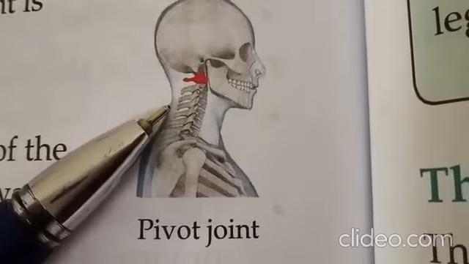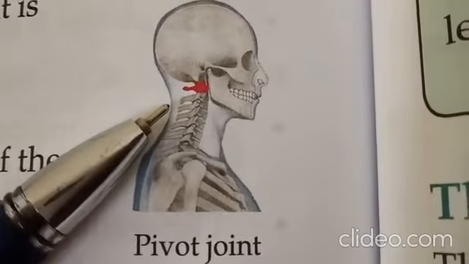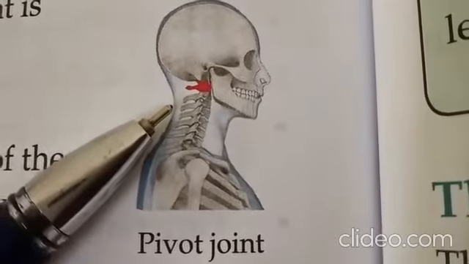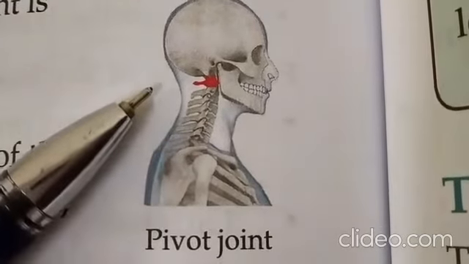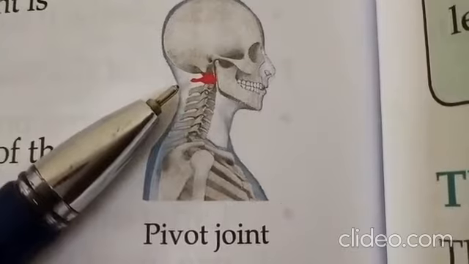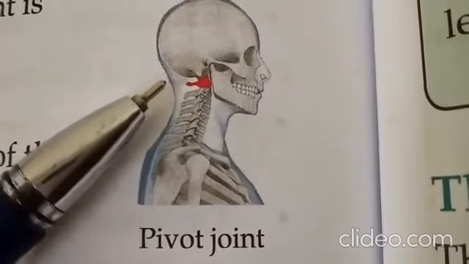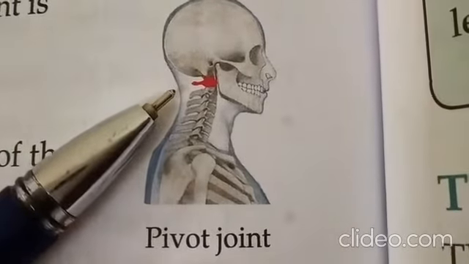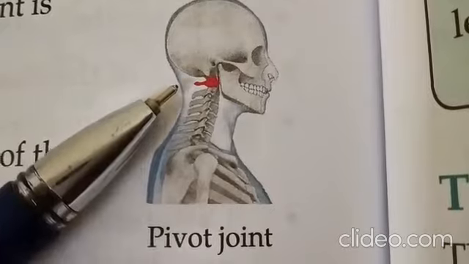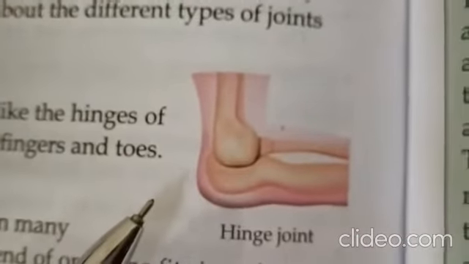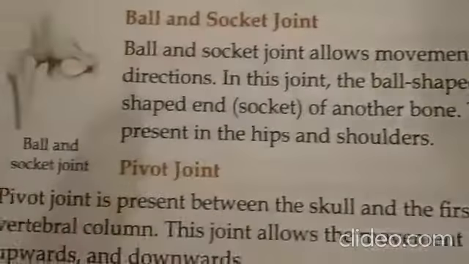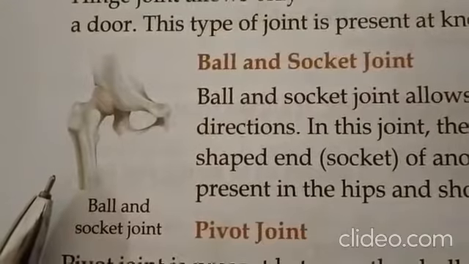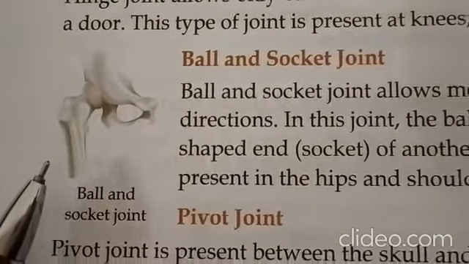You only do and see. Yes, you can move your head up, you can bend your head down and you can also move it to the right and the left. So all that you are doing with the help of which joint? Pivot joint. So we have learned till now hinge joint which is present in knees, elbows, fingers and toes. Then we learnt about the ball and socket joint which is present where? Hips and shoulders.